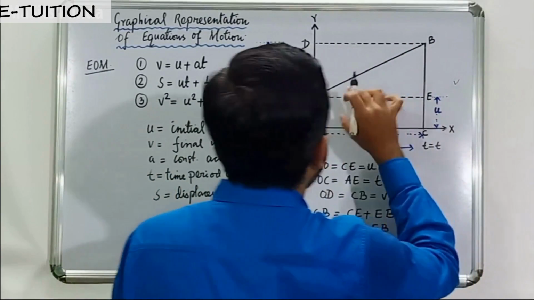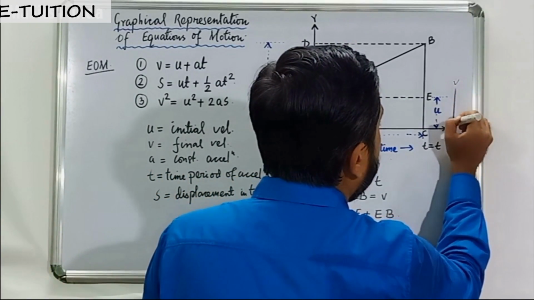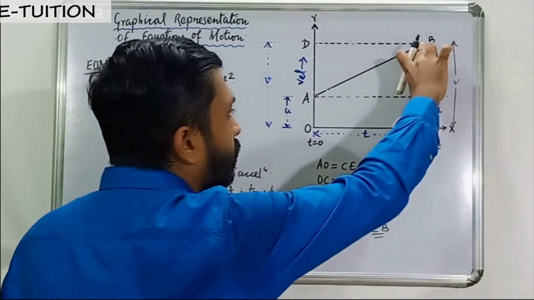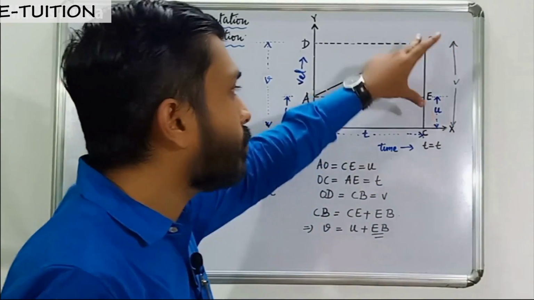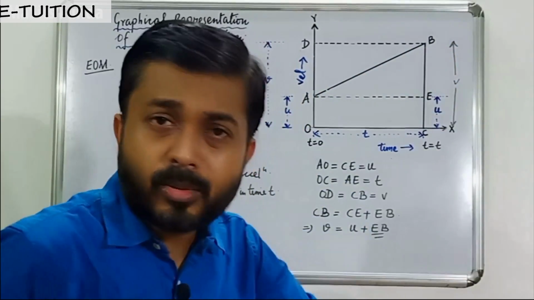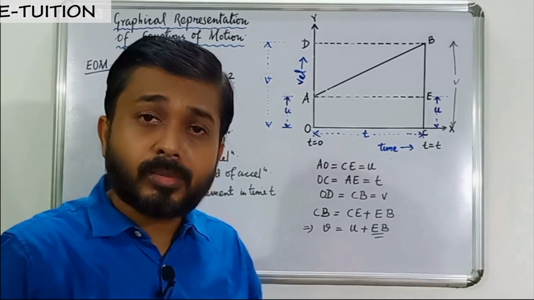It was V actually. CB is equal to OD, I've written already. This much is equal to V, the final velocity, right? So how much is this EB? EB portion is nothing but CB minus CE, that is V minus U, that is nothing but the change in velocity.